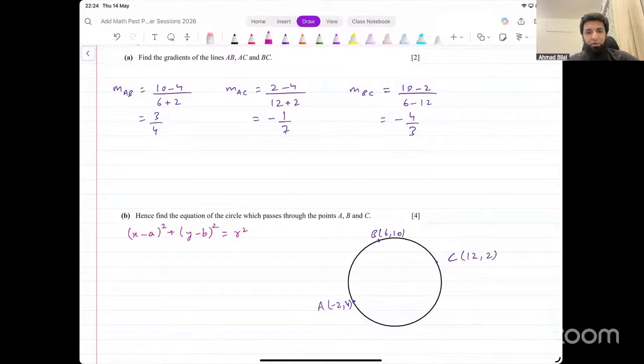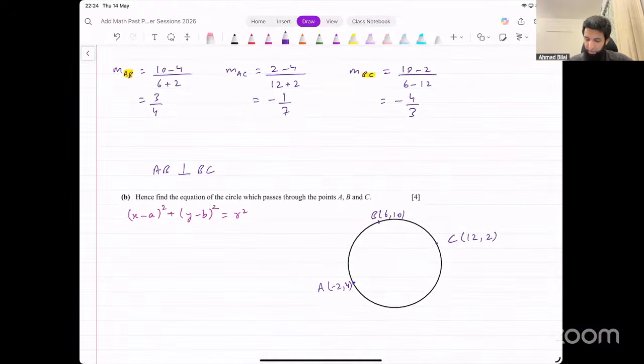They are negative reciprocals of each other. What that tells you is AB and BC are perpendicular to each other. So what that means is we are going to have a right angle here. If I were to make lines here, this is a right angle.